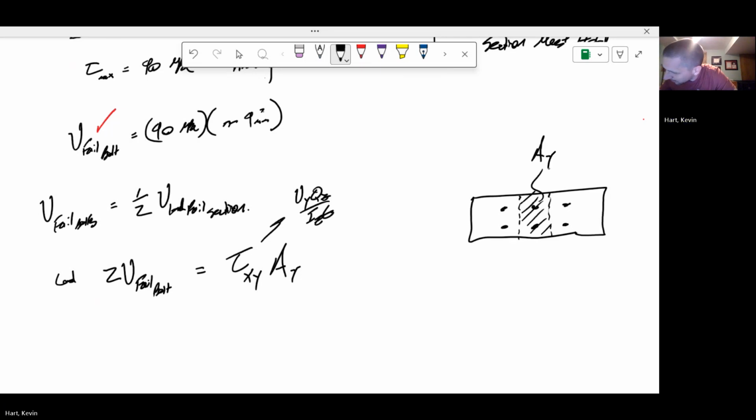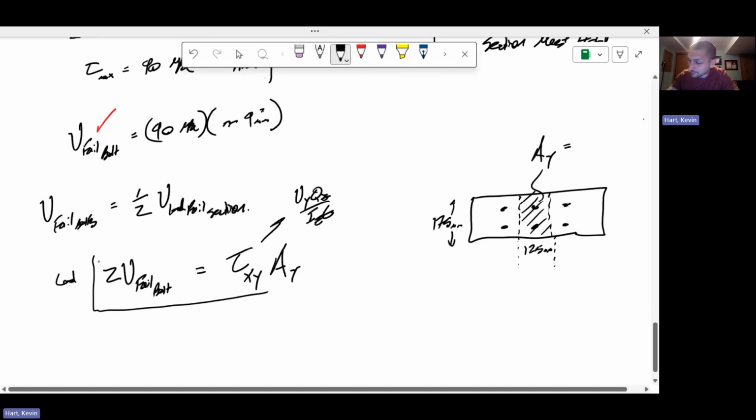This is AY, which I think in your case, it says 9 by 175 millimeter plates. So it looks like it's 9 millimeters thick and 175 millimeters in width. This dimension is 175. And then this axial dimension is 125 millimeters. We're told that's the spacing of the bolts. So the half spacing is the same as the full spacing. So AY is 175 millimeters times 125 millimeters.